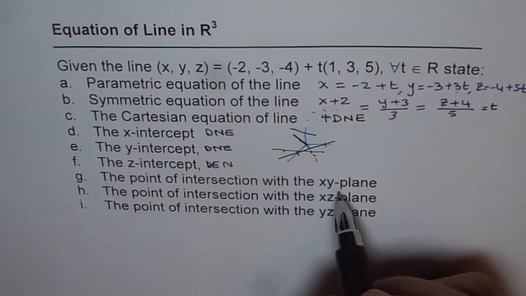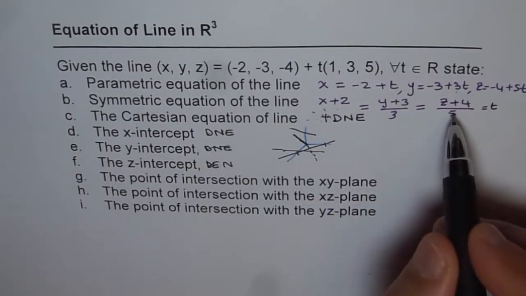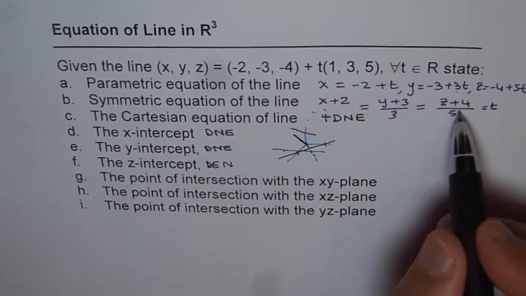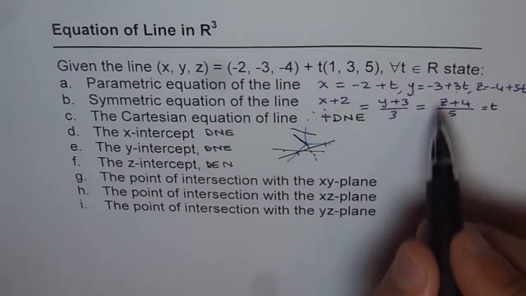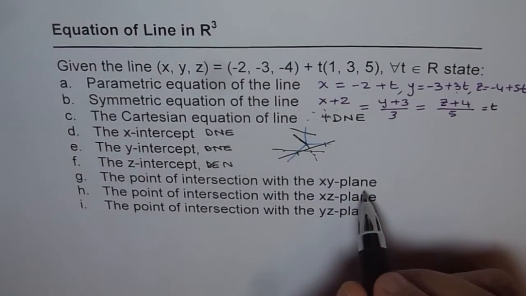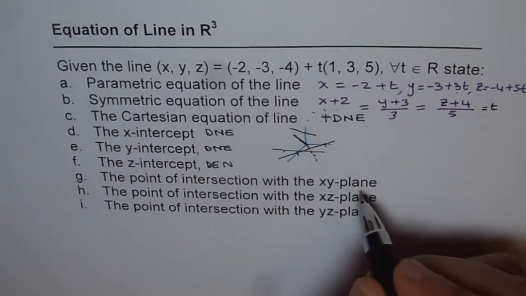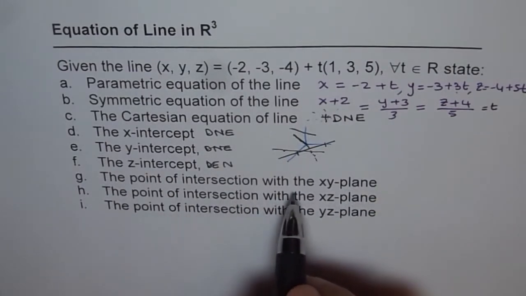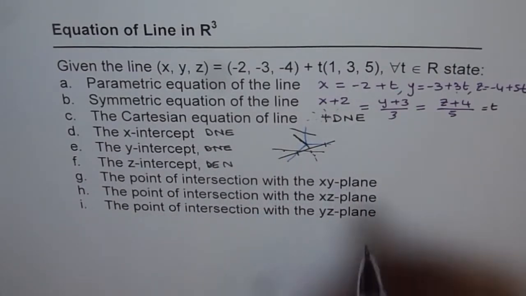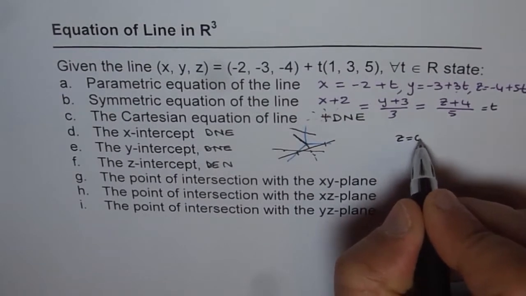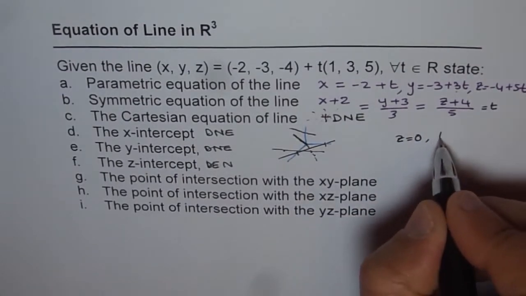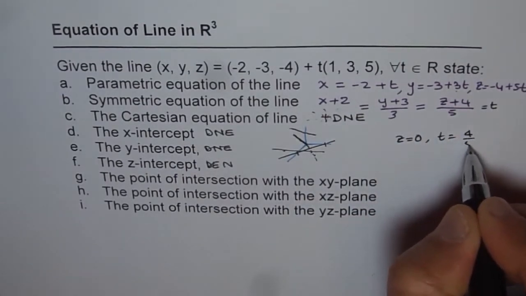Now here, if you want to find the point of intersection with the xy plane, in that case z will be 0, right? So if z is 0, t equals 4 over 5. Now you can plug in t as 4 over 5 in your equations and find the point of intersection for the xy plane. So let's use this space here to find the point of intersection with the xy plane. So in that case, z equals 0, right? Now when z equals 0, we get t equals 4 over 5.